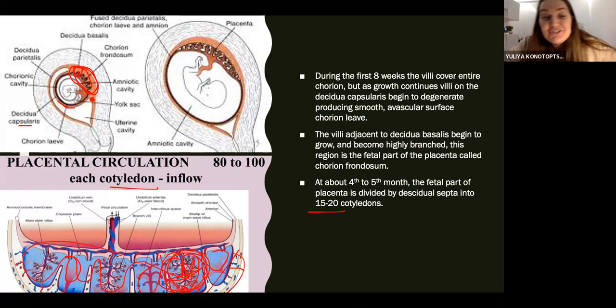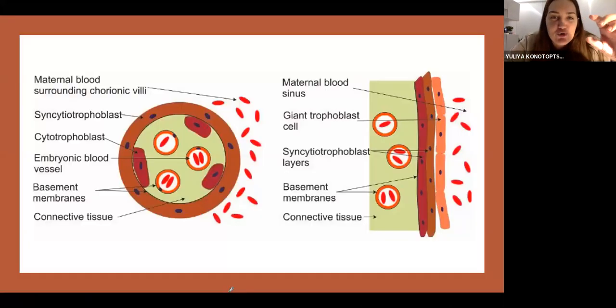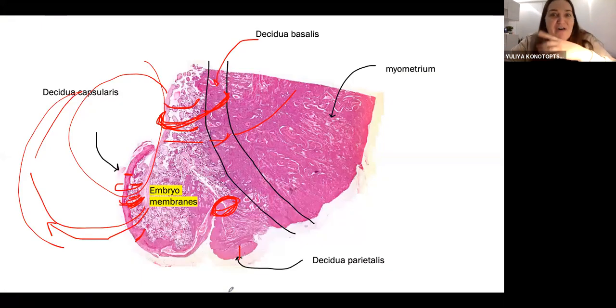Cotyledon is this entire thing. You need to see the entire tertiary villus. It's a big structure. The entire placenta has 15 to 20 cotyledons. You cannot see it; this is a microscopic thing of, like, nothing. So no, this is not a cotyledon.